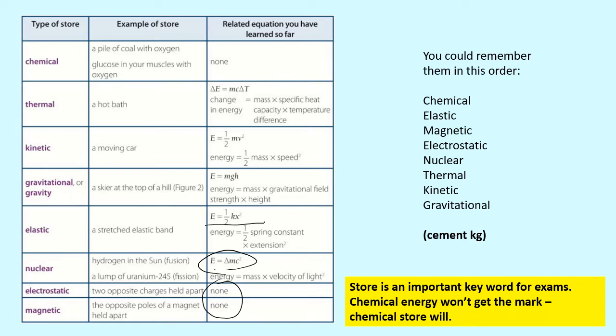Electrical energy is not there in this list. So whenever they talk about the changes in the energy store, please make sure we don't mention sound or electrical. As you can see in that yellow box here, store is a very important key term for exams. If you just say energy is transferred from chemical energy to kinetic energy, you won't get marks. You have to say energy from the chemical store is transferred to the energy in the kinetic store.